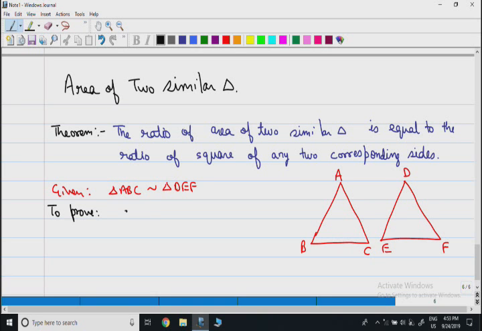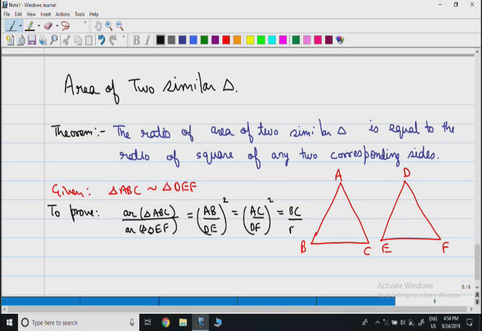That the ratio of area. So the notation for writing the area is AR. You have done this in the 9th class also. Area of triangle ABC upon area of triangle DEF. This is equal to the square of the ratio of any two corresponding side. Either you can take AB over DE whole square. This is also equal to AC over DF whole square. And this is also equal to BC over EF whole square.